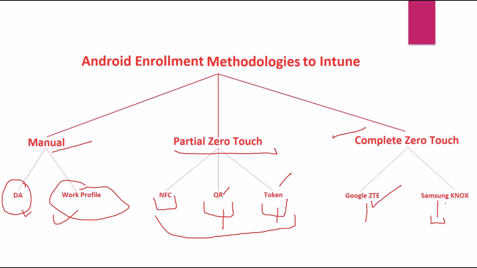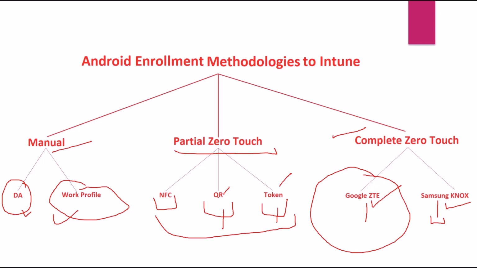Later on, I'll be doing a separate deep dive nugget on Samsung Knox enrollment as well. So for now, what we are doing is an Android enrollment to Intune via Google Zero Touch enrollment, and we are going to see how the enrollment is going to be seamless. Okay. Now, before I move on to the next slide, there is one disclaimer here.